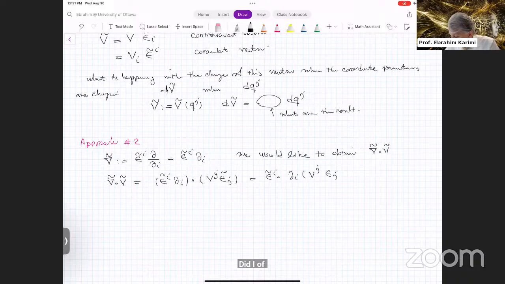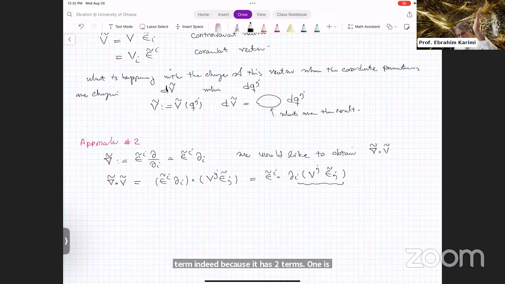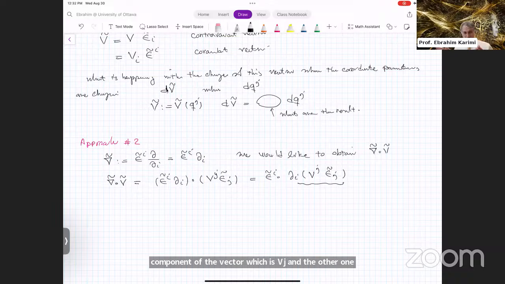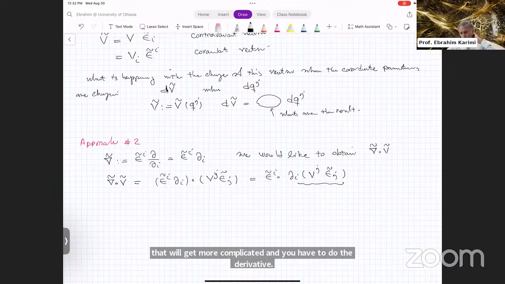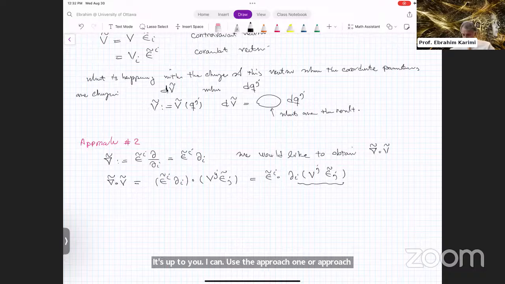And now you want to find out what is going on with this term indeed, because it has two terms. One is the component of the vector, which is Vj, and the other one is epsilon j, which is the vector basis. And we know that both of them are now a function of the QI, and when you change the coordinate, that will get more complicated, and you have to do the derivative. It's up to you. I can use approach one or approach two, or later on I can start with one and then extend it to approach two.